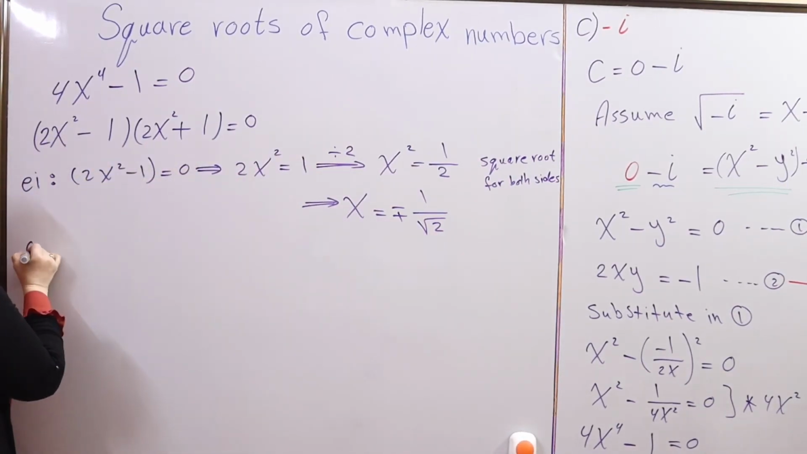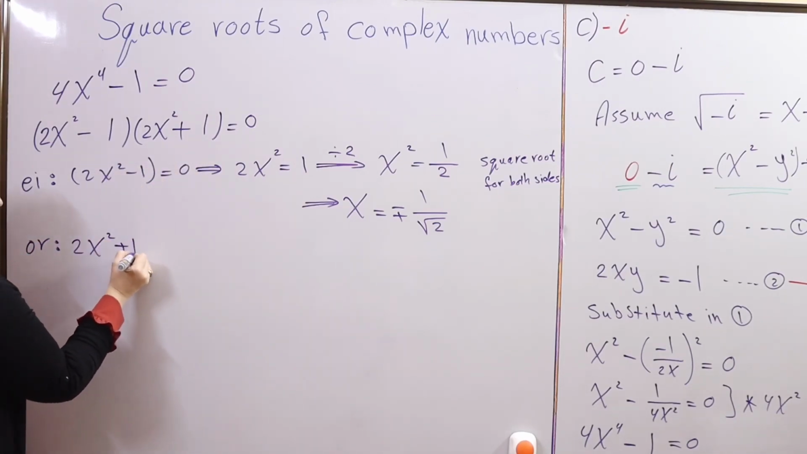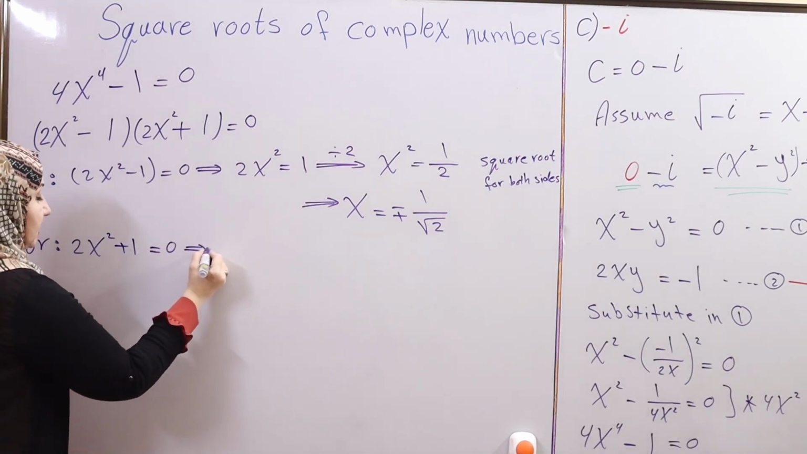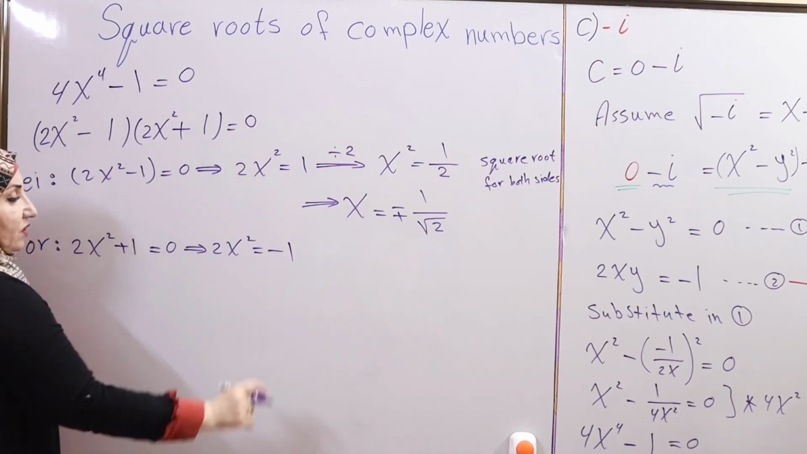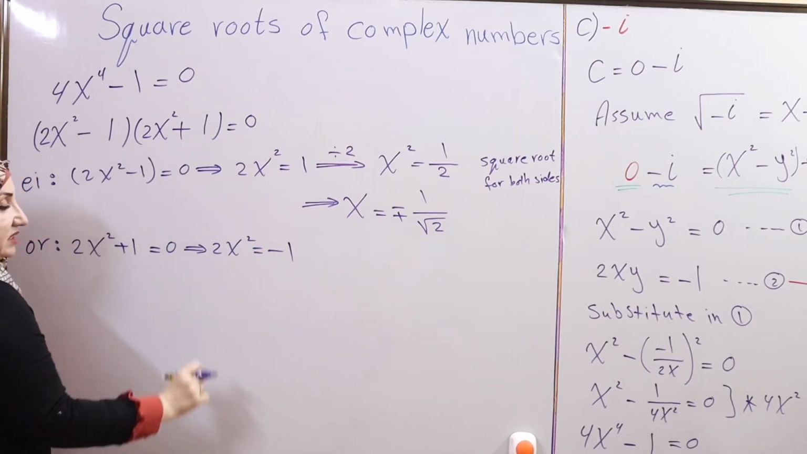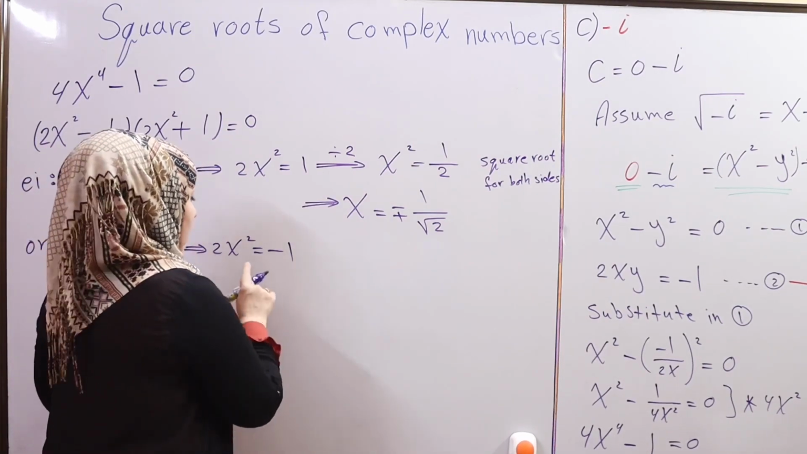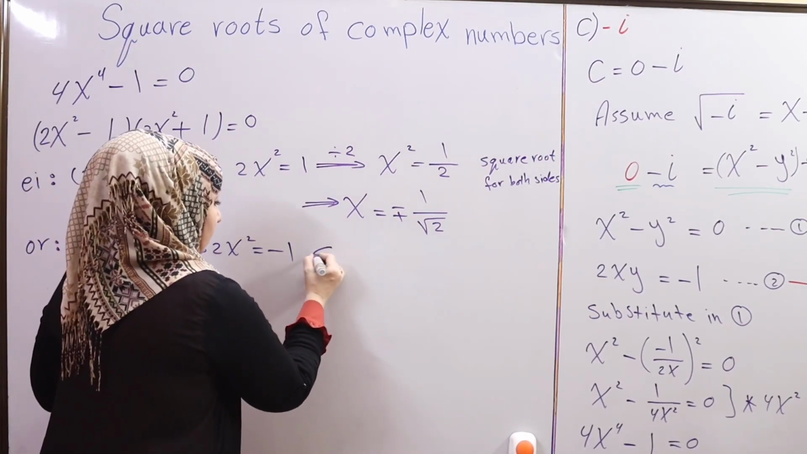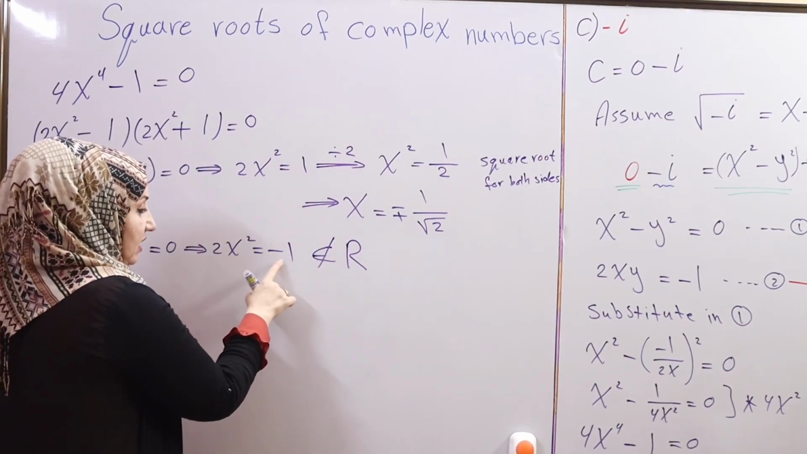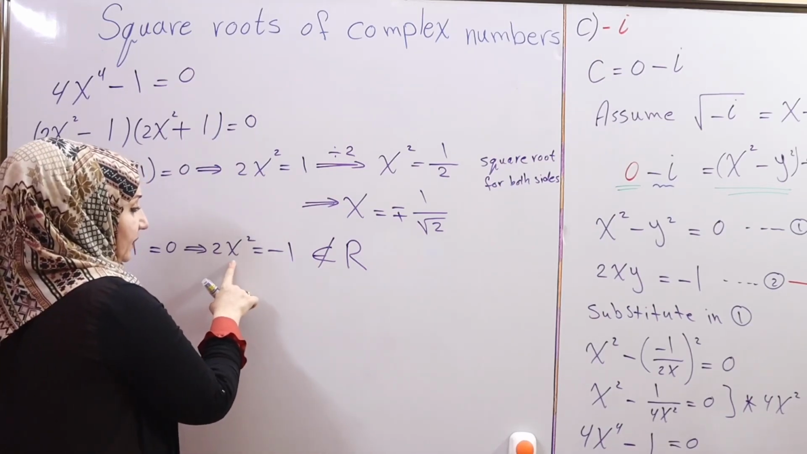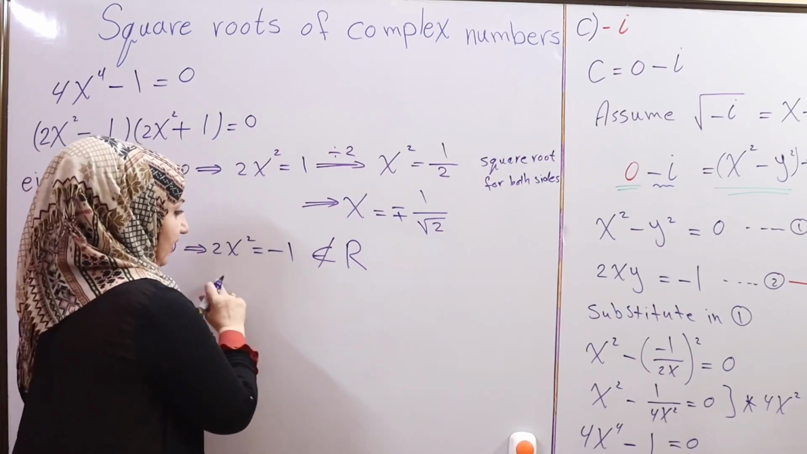Or the second brackets we have 2x squared plus 1 equals 0. That's mean 2x squared equal negative 1. When we take the square root for the negative number, that's mean it doesn't belongs to R. ما ينتمي إلى R. يعني راح تطلع لي قيمة x لا تنتمي إلى R لأنه سالب 1 راح يصير تحت الجذر التربيعي. And that's mean we will ignore this value.